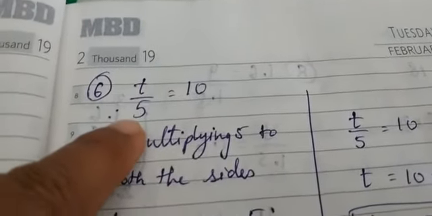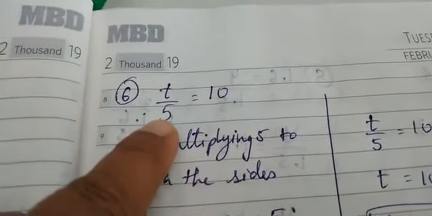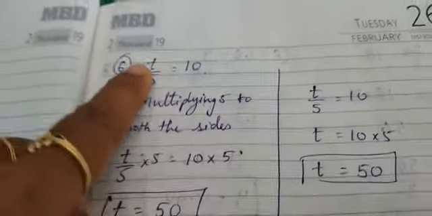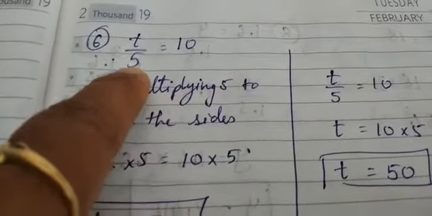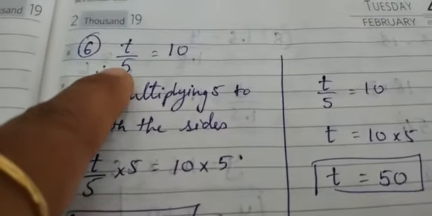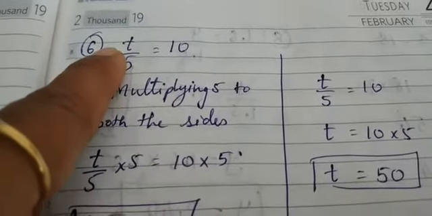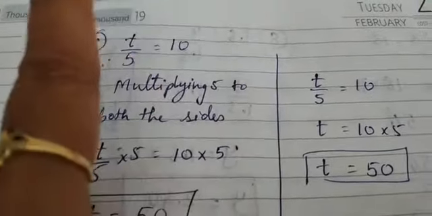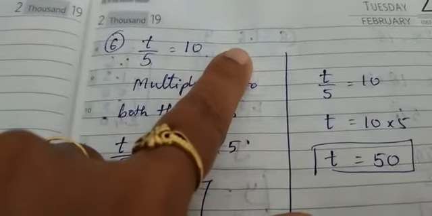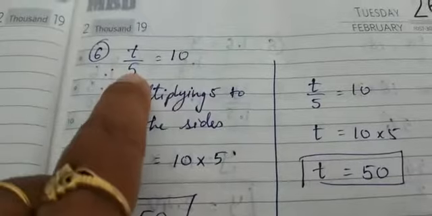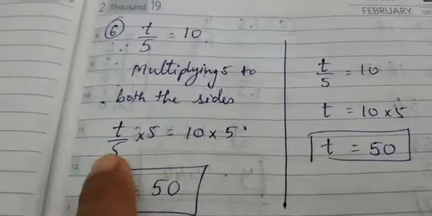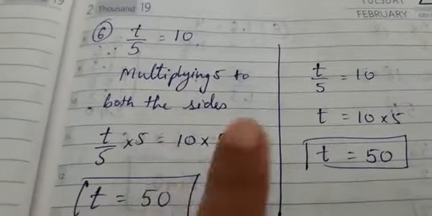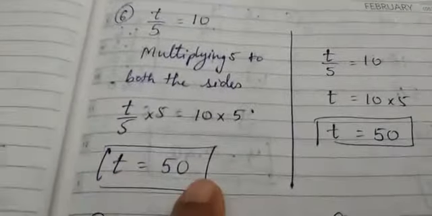So t upon 5. अब यहाँ पे क्या करना है, आपको इस 5 को उस तरफ ले जाना है, मतलब इस 5 को रिमूव करना है, तभी t अकेला रह पाएगा. So as 5 is dividing t, what will we do? We will take just the opposite. Multiply 5 on both the sides. Remember, when division is there, you have to multiply on both the sides. Okay? तो 5 इसी नंबर से हम मल्टीप्लाई करेंगे दोनों साइड को. Both the sides are multiplied by 5. So this 5 and this 5 get removed, and we have 10 5s are 50. T is equal to 50.